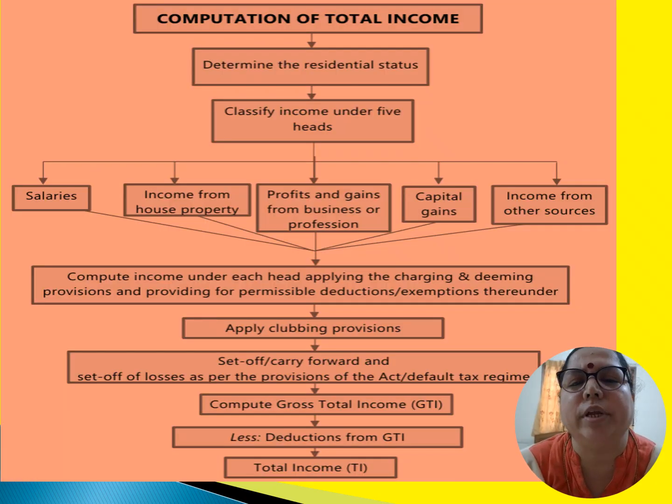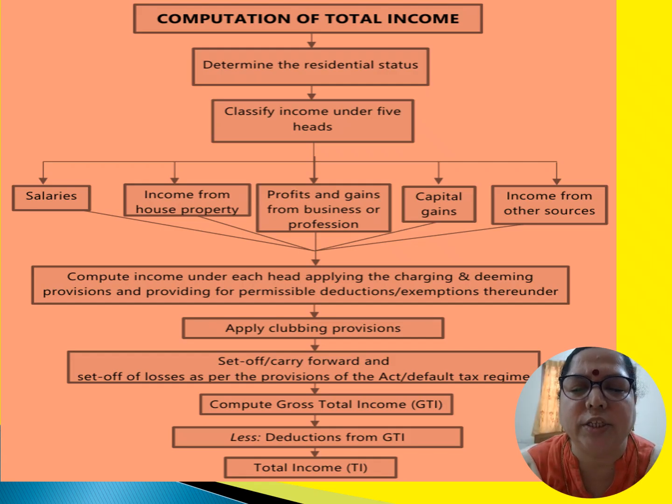Then computation of total income. There are certain steps, so let us read this flow chart or arrow diagram. Computation of total income is done as per this particular arrow diagram. Determining the residential status in the first case, then classifying the income under the five heads that we have already seen: salaries, income from house property, profits and gains from business or profession, capital gains, income from other sources. Then all the income under all these heads is clubbed or totaled to find the gross total income.